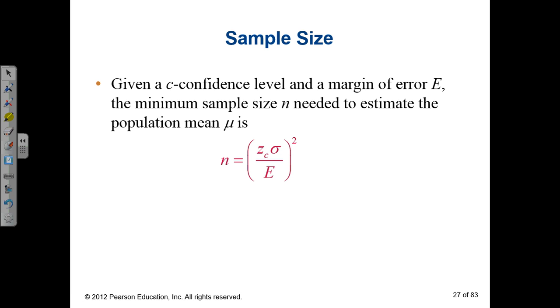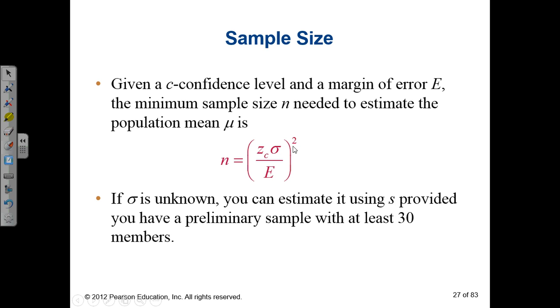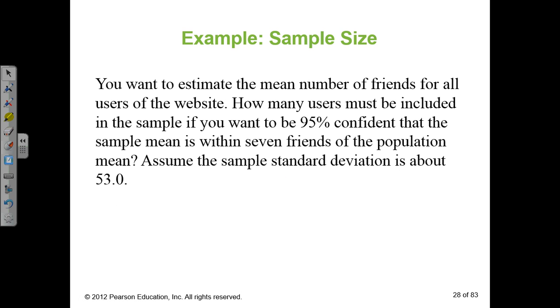Sometimes we are given a margin of error. Often the FDA has margins of error that are acceptable. And so what you need to do is find the minimum sample size needed in order to achieve that particular given margin of error. So n needs to be at least the critical value times the standard deviation divided by the given margin of error, and square that number, and then always round up.